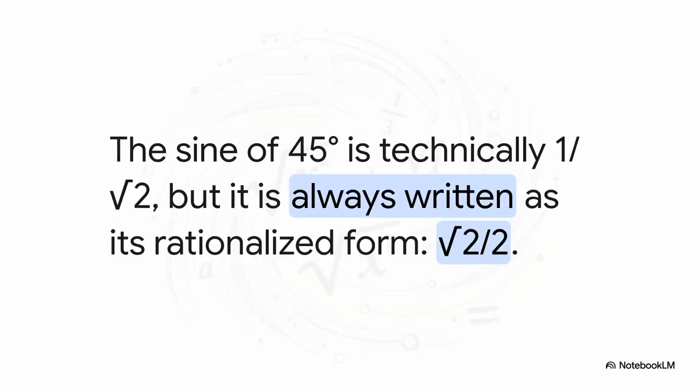And here's a perfect example that illustrates the point. In trigonometry, the sine of a 45-degree angle is technically 1 over the square root of 2, but you will never, ever see it written that way in a textbook or a scientific paper. It's always presented in its rationalized form, the square root of 2 over 2. It just goes to show how essential this standardized notation is.